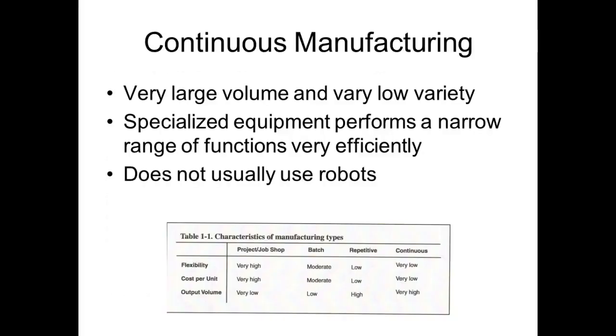Continuous manufacturing: very large volumes of very low variety, specialized equipment that performs a narrow range of functions, very efficient, does not usually use robots. How many of these things are out there? There's still some. If I'm making the same product that I've made for years, and it's still a popular product, I'm not going to come in and put automation in there to make it programmable, because my programs would never change.